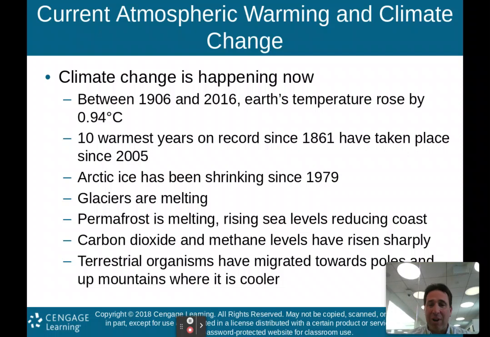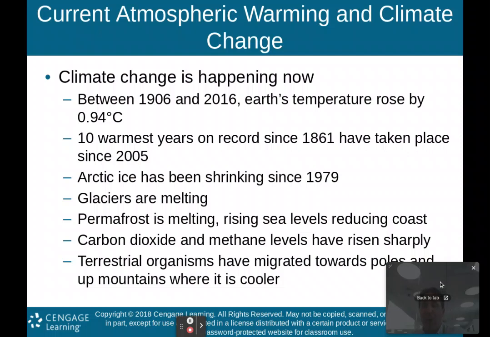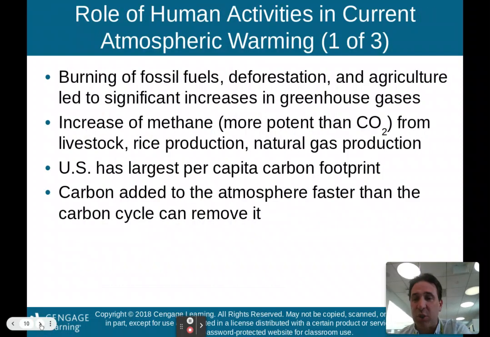That's a fact. Terrestrial organisms have migrated towards the poles and up mountains where it is cooler because they can't handle all this extra warmth. Again, that is a fact. We are seeing terrestrial organisms do that. So what role are humans having on this current atmospheric warming?